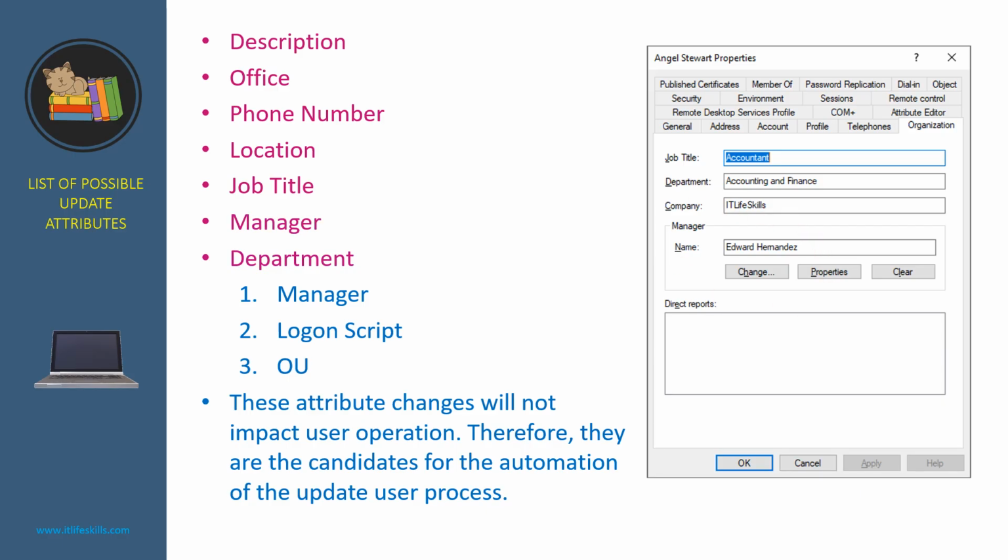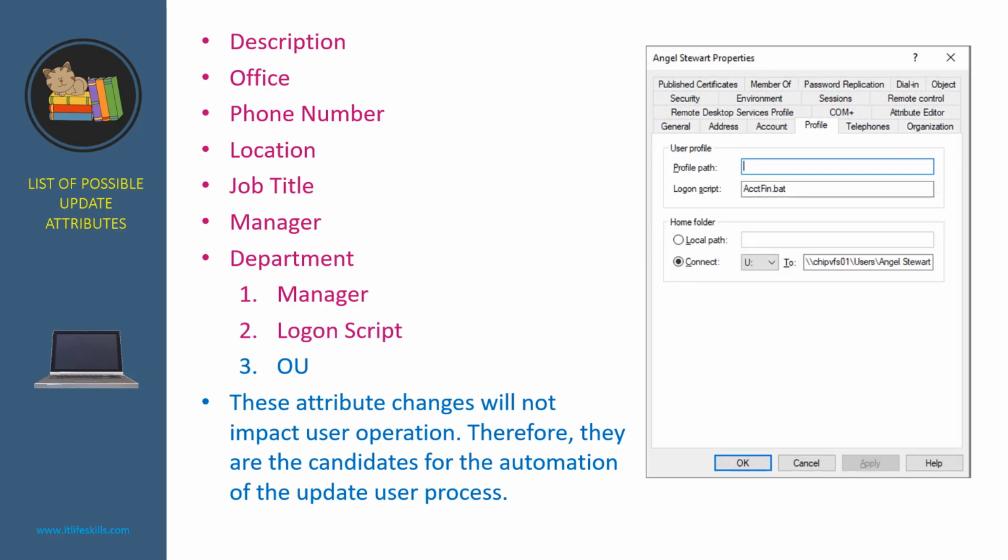When users change their departments, their managers will be changed and the log-on scripts will be changed to the log-on scripts of the new departments, and these accounts will be moved to the new department's OU. As you can see, these attribute changes will not impact the user operation. Therefore, they are the candidates for the automation of the update user process.